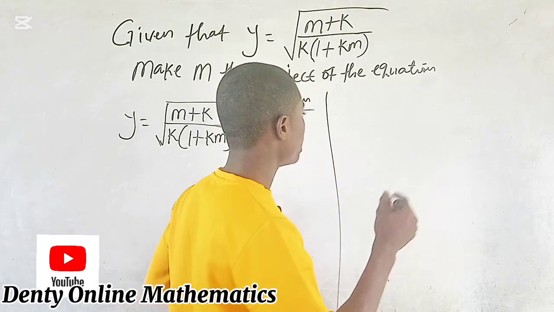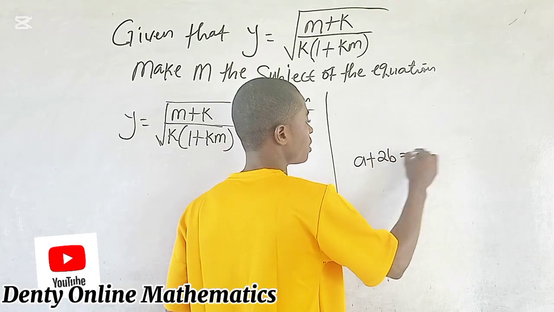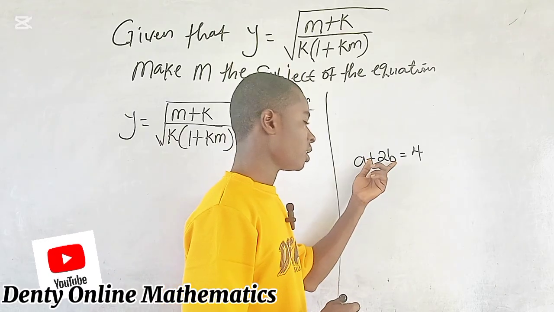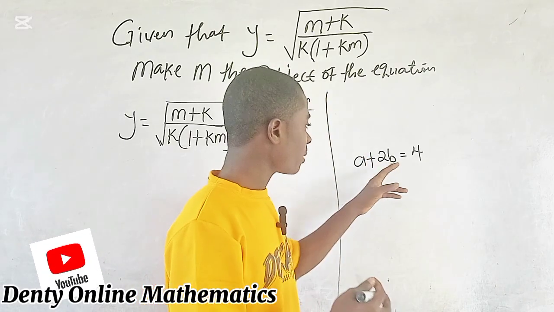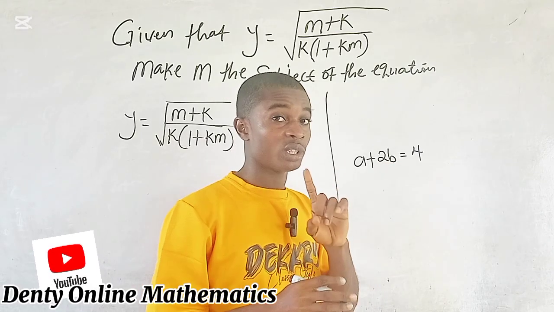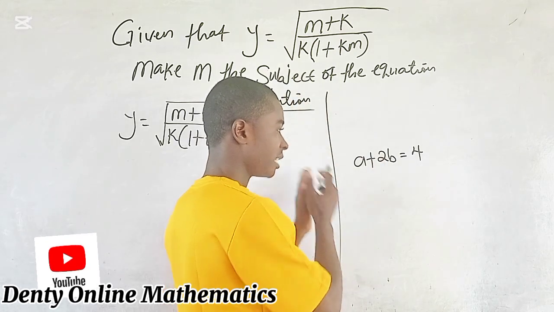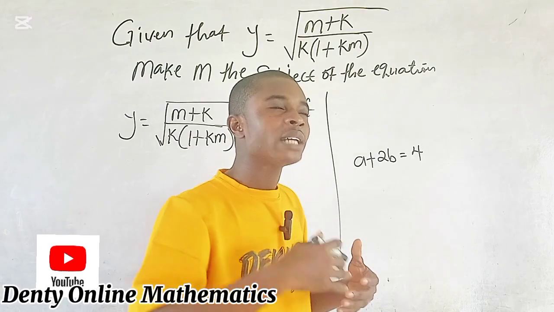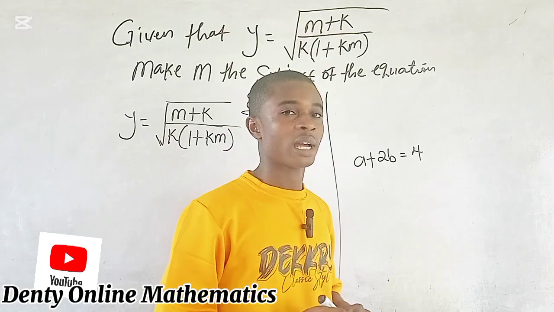For example, if you have a plus 2b equal to 4 and you're asked to make b the subject, in other words, they are simply telling you to make b stand on its own, because as it stands now, b is not on its own. Why? Because a is on the left hand side, and 2 is also attached to the b. So what are those things that you would do to make b stand alone?